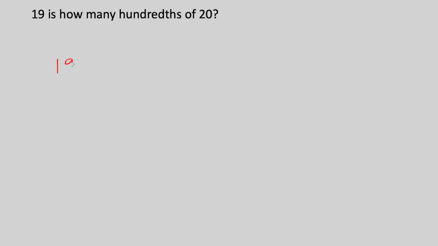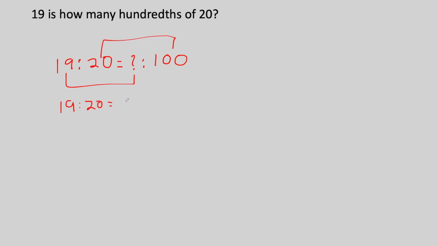And I'm going to write 19 of 20. And then I'm going to set this equal to, not sure, right, of 100. Okay, so how do I find this out? Well, you guys know that I multiply, right? And I'm going to multiply by 5, and then I'm going to multiply by 5, because that is how we find those ratios. So this is 19 to 20, and this will then be 95 to 100.